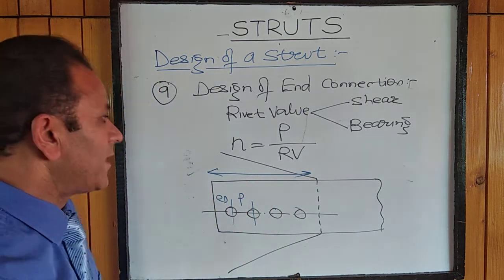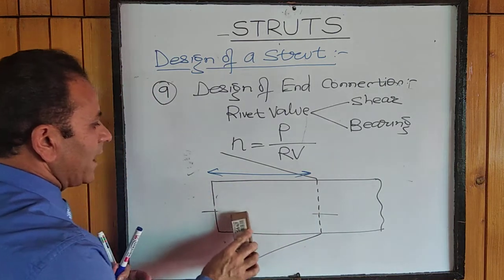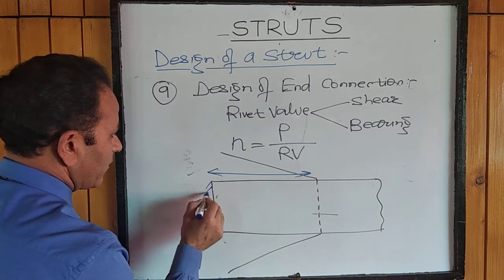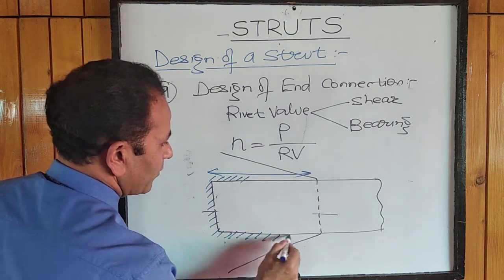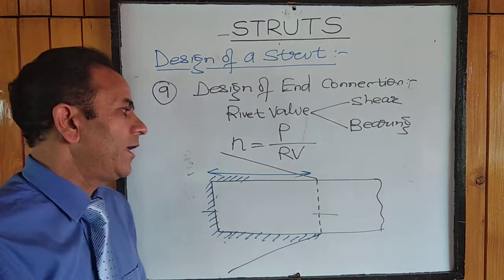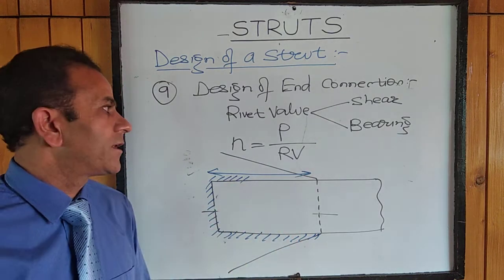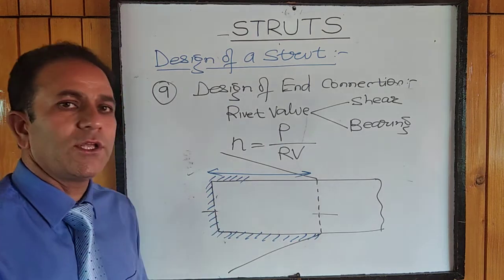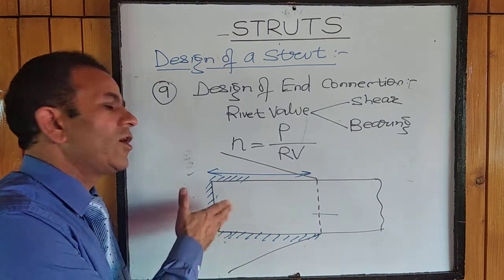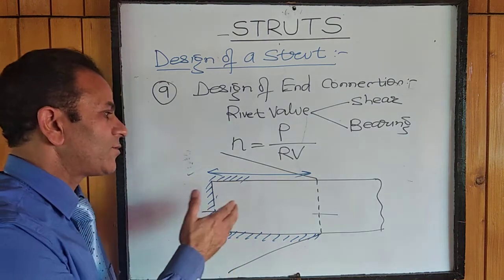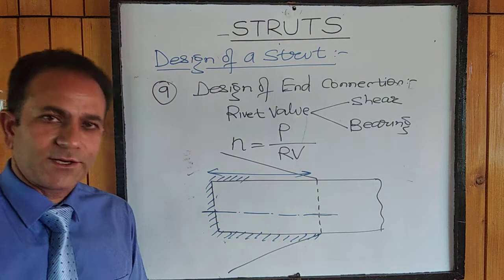If it is a welded end connection, then we may have to go for the weld length to be provided. We'll find out the length of the weld required and accordingly provide this fillet weld, so that the load carrying capacity of the entire welded connection is the same as the load carrying capacity of the strut, and the CG of the connection, whether it is a riveted end connection or a welded end connection, should match with the CG of the member, so that there is no eccentricity.